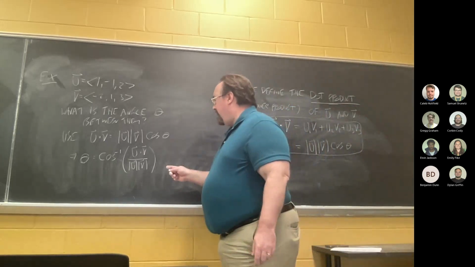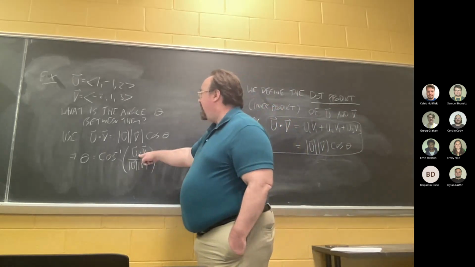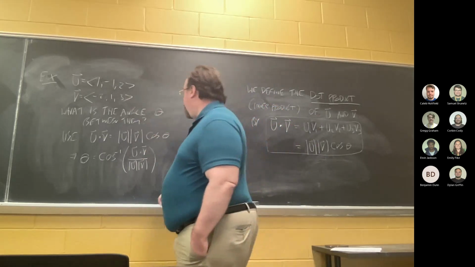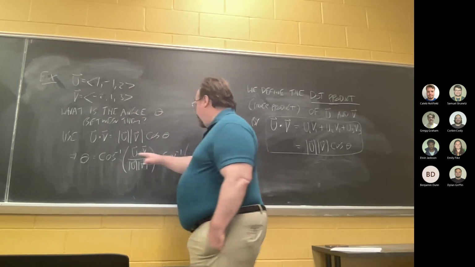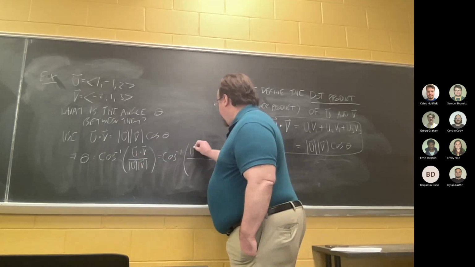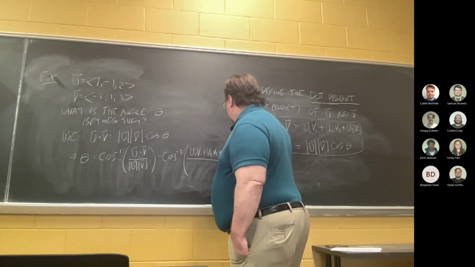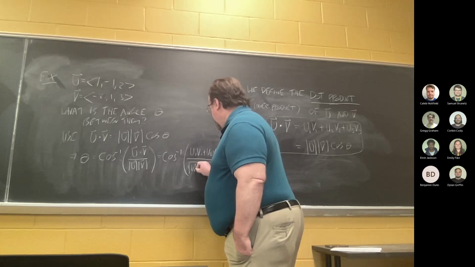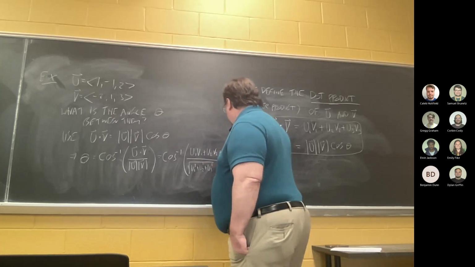But what remains is to actually compute all these things that are in this fraction. To compute the dot product, you'd use the other formula, the one in terms of the components. So the numerator is going to be u1 v1 plus u2 v2 plus u3 v3, and then here we have the square root of the sum of squares of all the components of u and v.